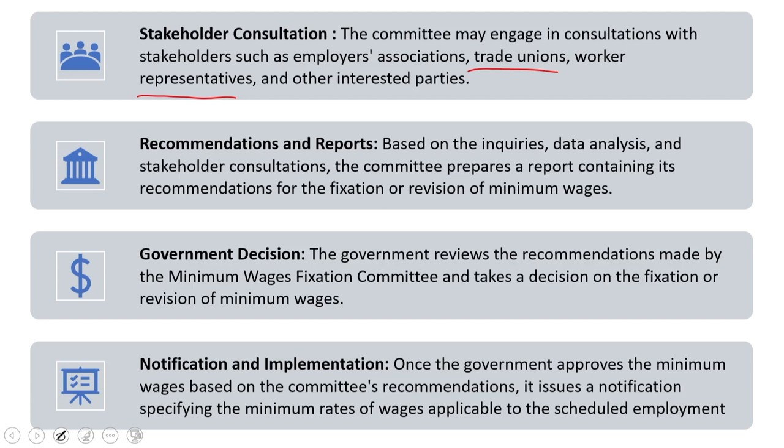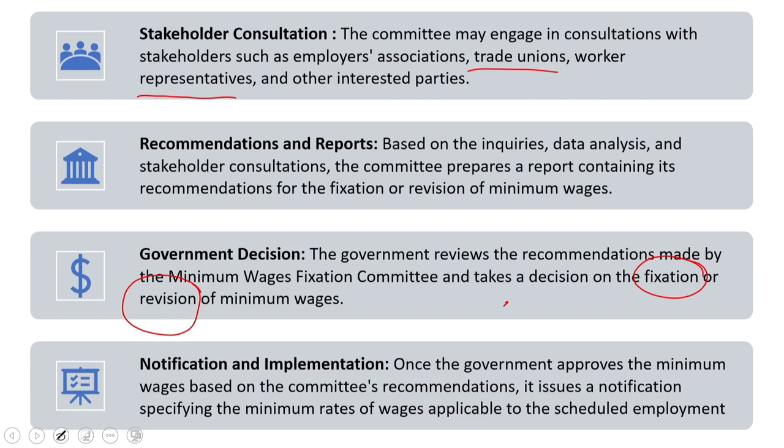Now, with the stakeholder consultation done, then comes the recommendations and the report making. With the stakeholder consultation, there was a lot of brainstorming that happened with the different stakeholders, including trade unions and workers' representatives. Now, based on the inquiries, the data analysis, and the typical interactions done with all the stakeholders, the committee prepares a report containing all its recommendations for the fixation or revision. Every time I use these two words, it could be the initiation of a particular wage decision, or it could be the revision of minimum wages. Either way, there's a critical decision being made with respect to fixation or revision. So when you look into the report, it may outline the proposed wage rates, the committee's recommendation, and the rationale behind the recommendation, which is also important.